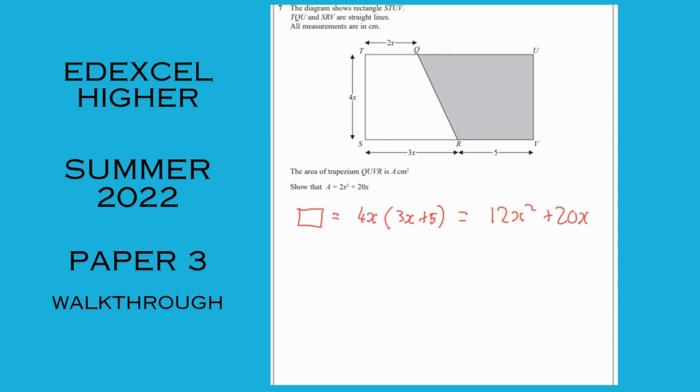Now we want this trapezium. This trapezium here, I'm going to call it y. The formula for the area of a trapezium is a half of the two parallel sides added, so that's 5x, multiplied by the distance between them, 4x. 5 fours are 20x squared, halved.